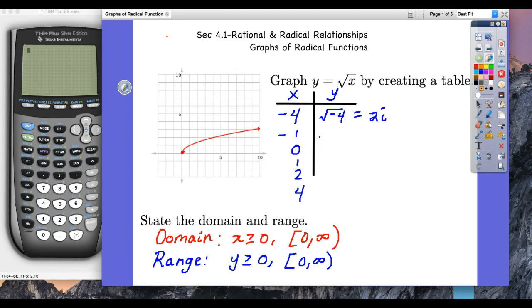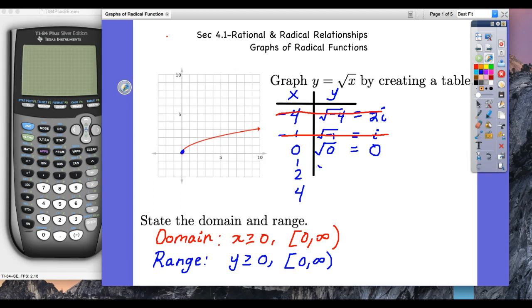The solution is imaginary. If I plug -1 in for x, I get the square root of -1, and that's just i. Okay, these values you cannot use because they're not in the domain. We can't graph them on the xy plane in the real number system, so they don't work. So let's pick a value that does work, 0. So the square root of 0 is just 0. So the first ordered pair you plot is when x is 0, y is 0 right there.